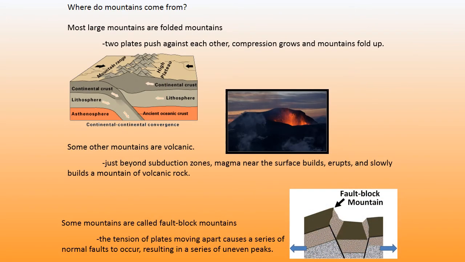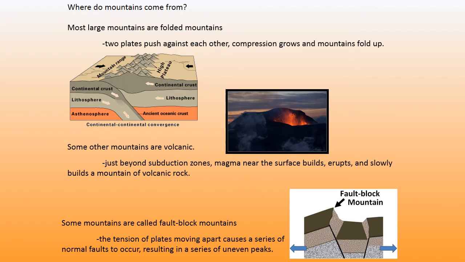One of the results of folding and faulting is the formation of mountains. Most large mountain chains have formed because of folding. When compression between tectonic plates causes crust to fold up, long chains of mountains can appear surrounded by smaller foothills. The Himalayas, the Rockies, Andes, and Appalachian Mountains all formed this way.